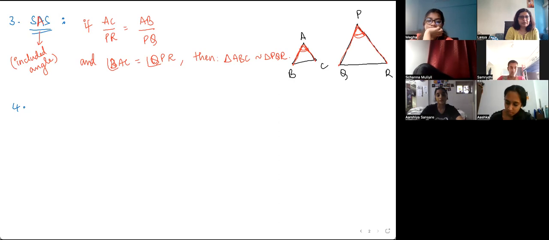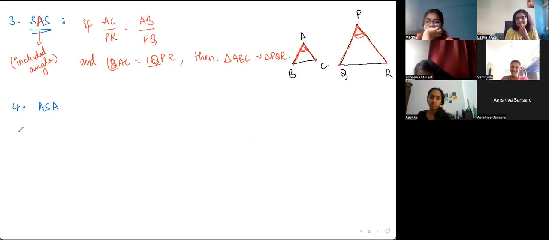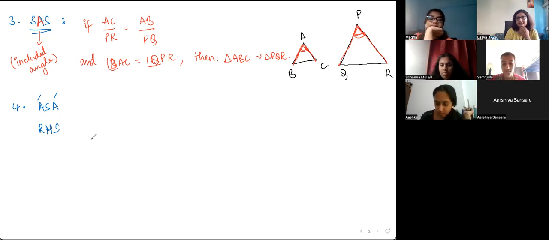And what other criteria is there? We have AAA, SSS, SAS, and ma'am, is there like ASA? ASA, I mean, if you look at ASA, यहाँ पे side की जरूरत है क्या? नहीं. Already two angles equal है, so it doesn't matter what the ratio of the side is. And what do you think about RHS? Like congruency में RHS है. Will it work in similarity?